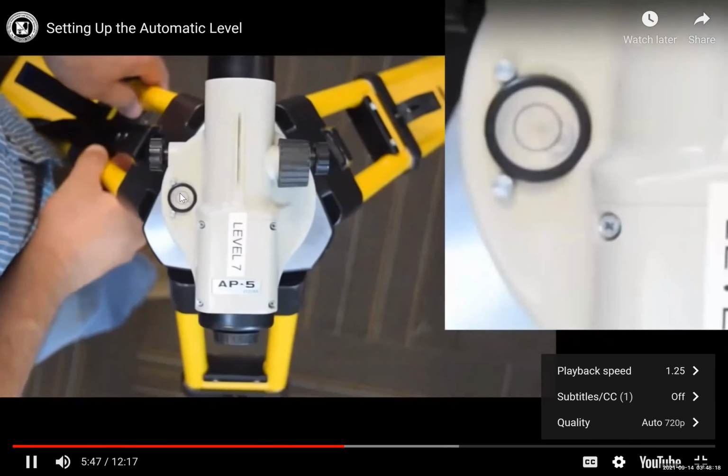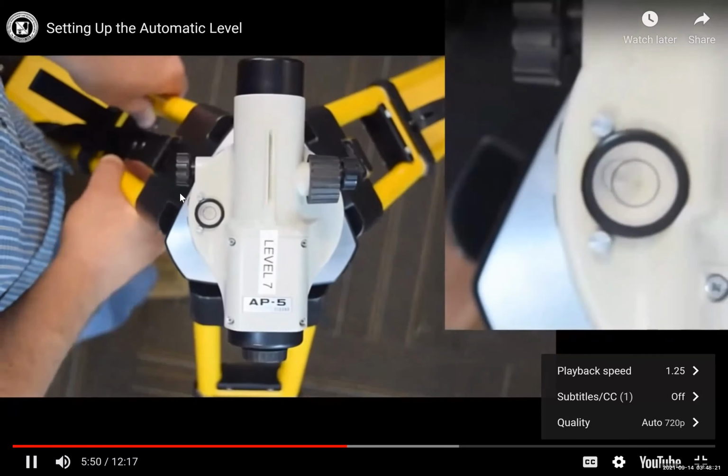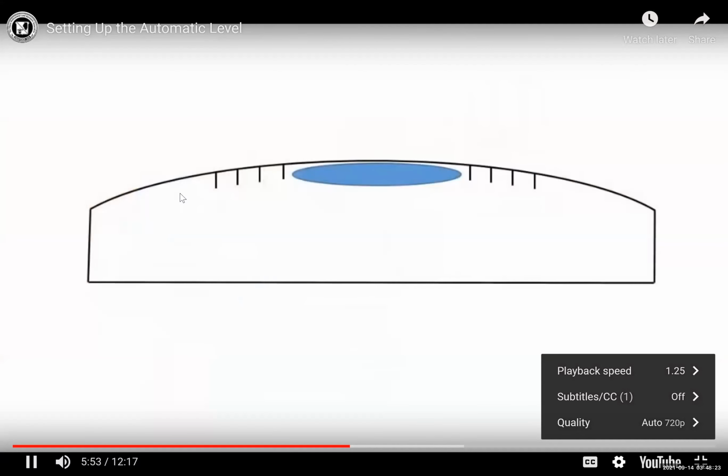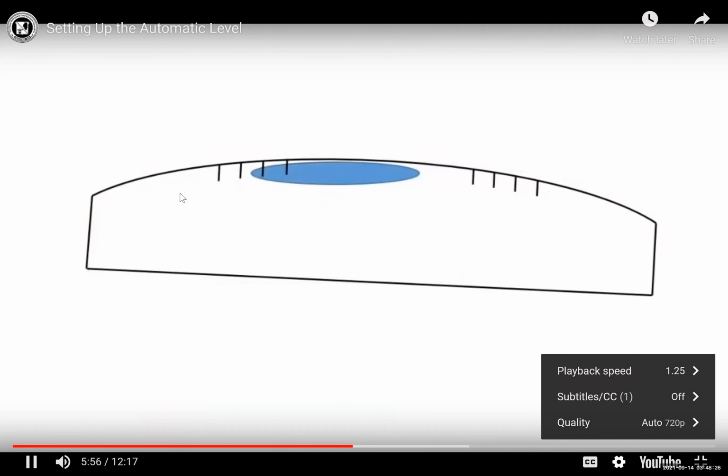Why is that? Well, the bubble always moves to the highest side of the instrument, like you can see in this side view of the bubble tube.